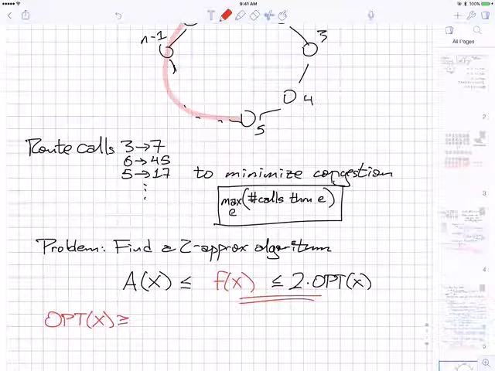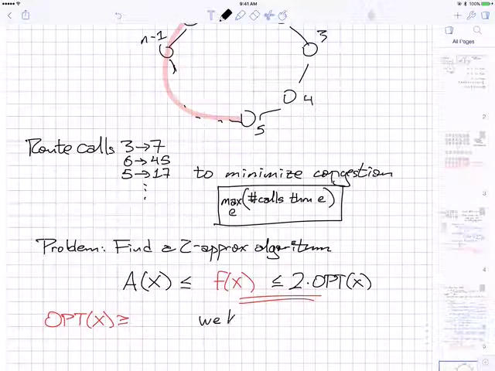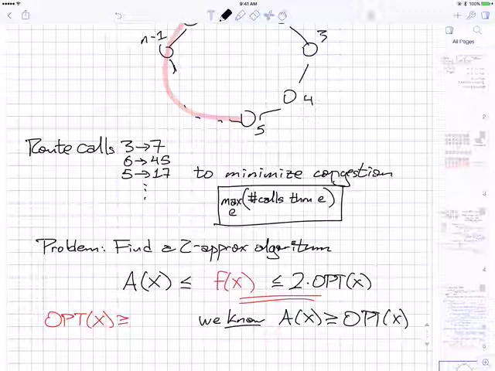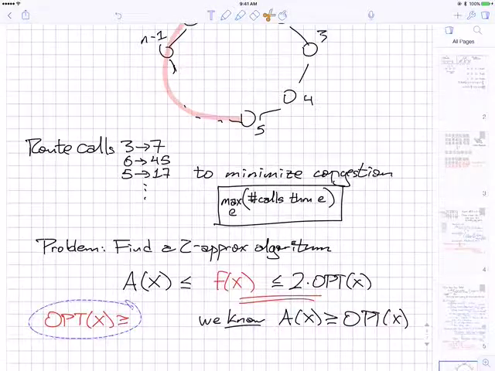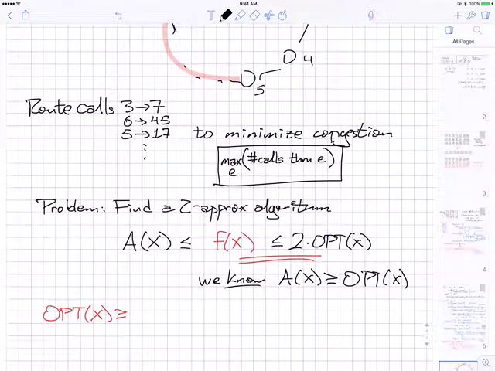I mean, one thing I know, because I'm trying to do a minimization problem, is we know that A of X is bigger than Opt of X. So Opt of X is the best possible call routing we can have. But I'm willing to bet that this problem is NP-hard because every interesting problem is NP-hard. But we want to lower bound.